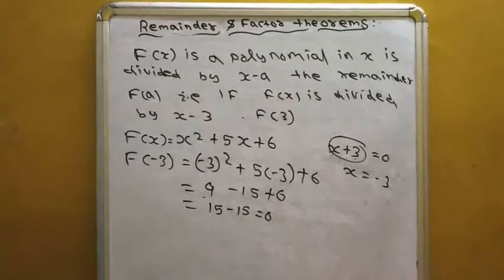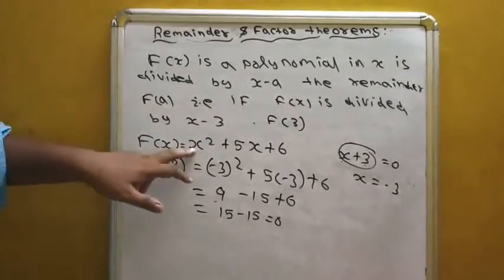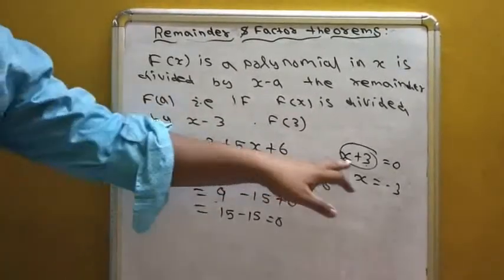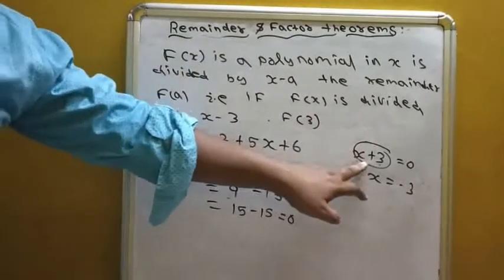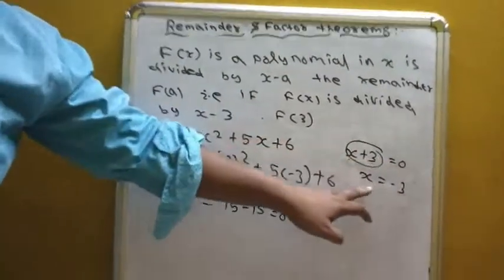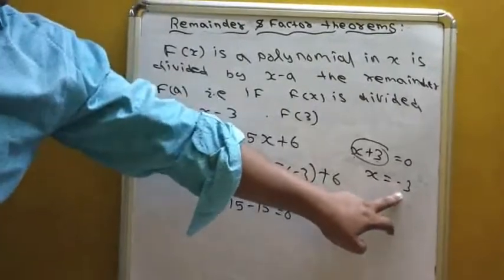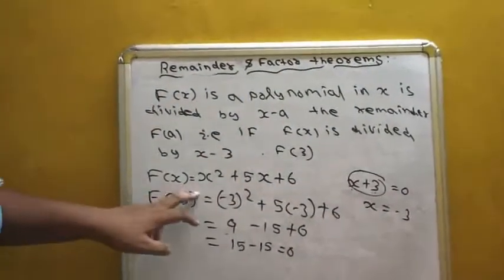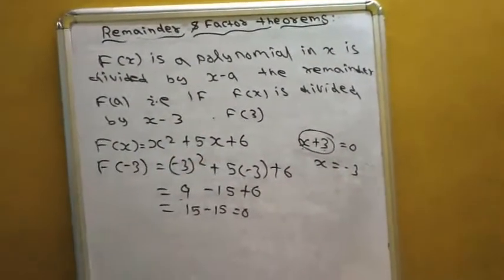So what have you taken first? This one is the given dividend, this one is the given divisor. You take the divisor equals 0. Then you get a value, and you put the value in the place of x.